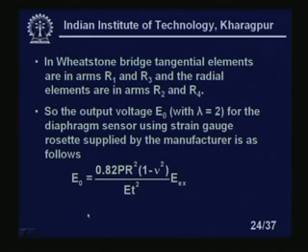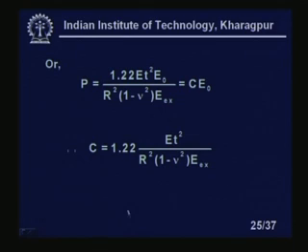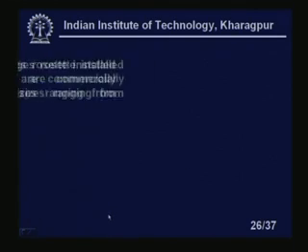So, the output voltage E naught, with lambda equal to 2 for the diaphragm sensor using the strain gauge rosette supplied by the manufacturer, is as follows. Since lambda equals 2, obviously you can see it is an advance. So, E naught equals 0.82 P R square (1 minus nu square) Ex upon E t square. Or I can say that P equals 1.22 E t square E naught upon R square (1 minus nu square) Ex, that is C into E naught, where C is the calibration constant, equal to 1.22 E t square upon R square (1 minus nu square) Ex, where Ex is the excitation voltage of the Wheatstone bridge.